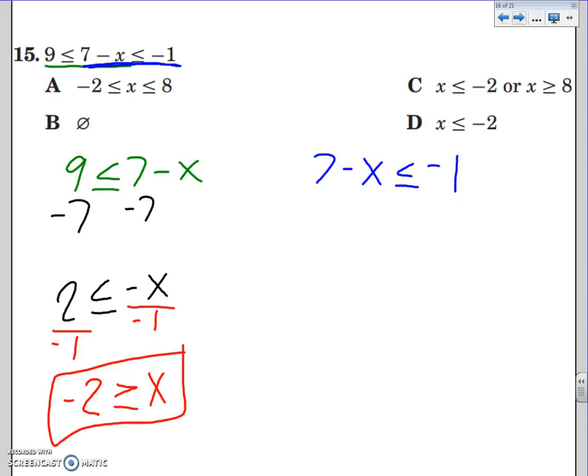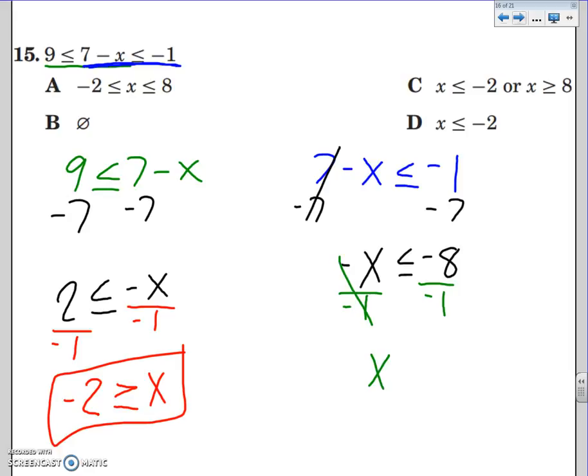Over here, again, divide by negative. Flip the sign. Alright, I have these two things. So x is smaller than or equal to negative 2. X is also bigger than or equal to 8. So if I graph this, might help you.